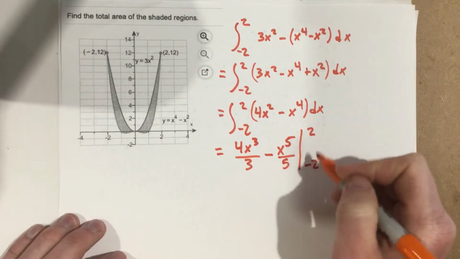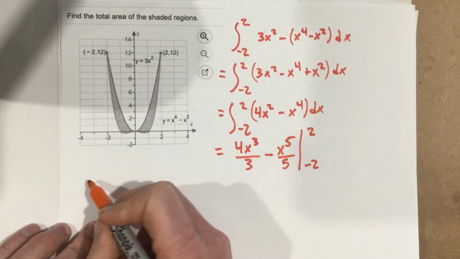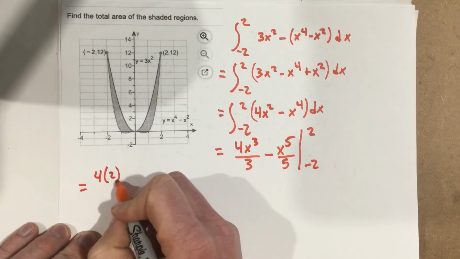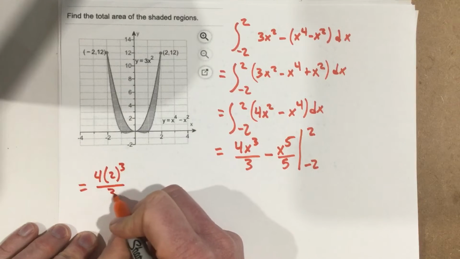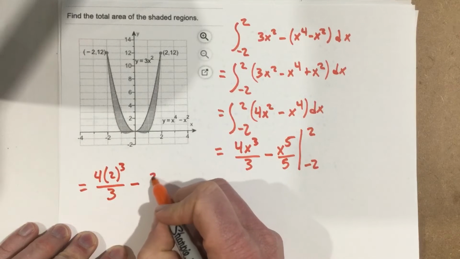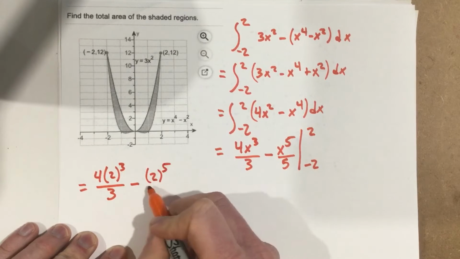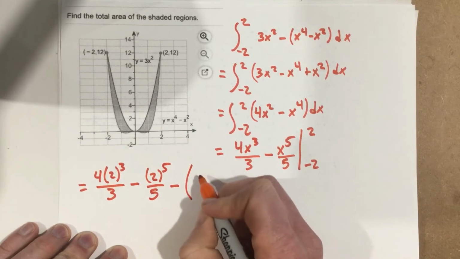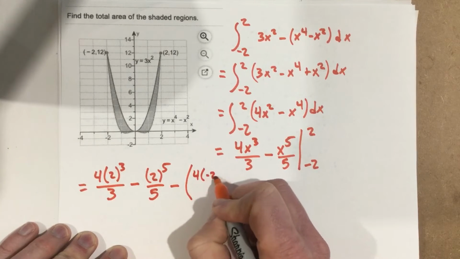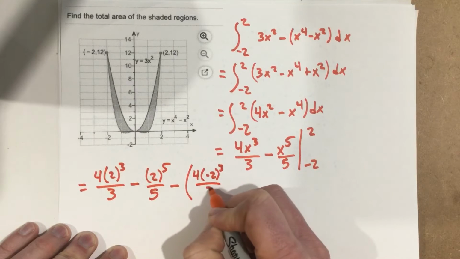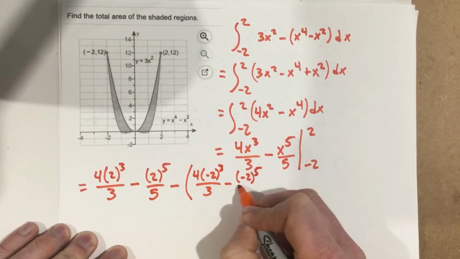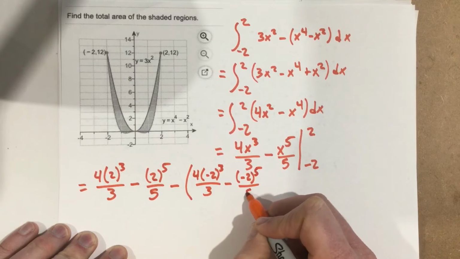Remember, it's highest x value minus lowest. So that's going to equal 4 times 2 cubed over 3 minus 2 to the fifth power over 5, minus 4 times -2 cubed over 3 minus -2 to the fifth over 5.